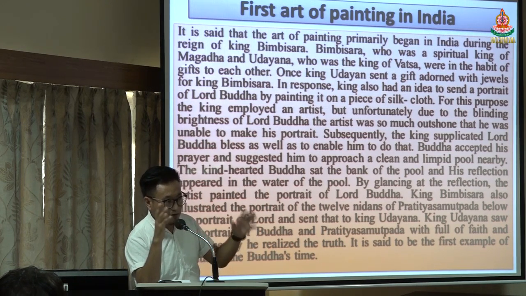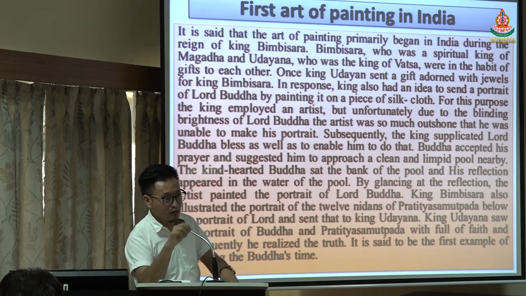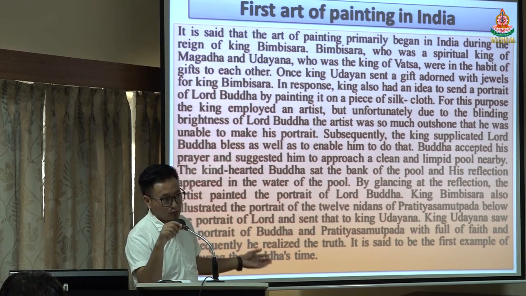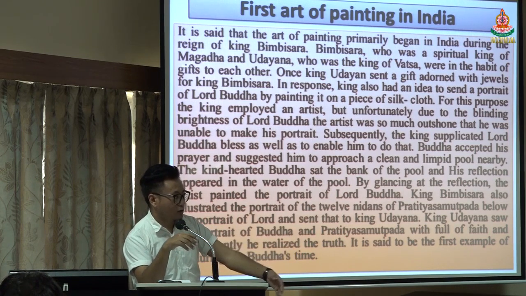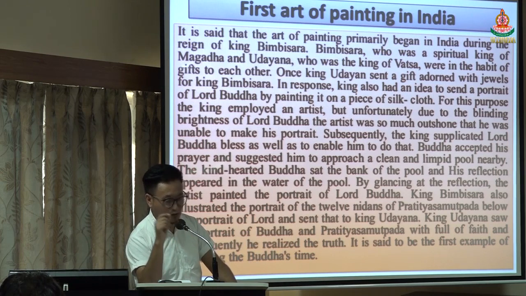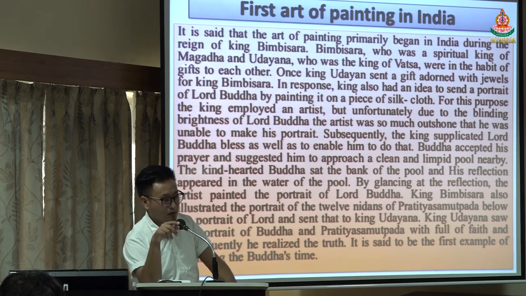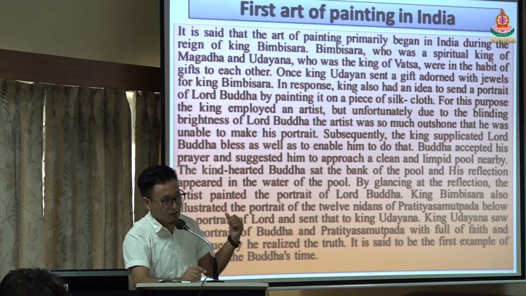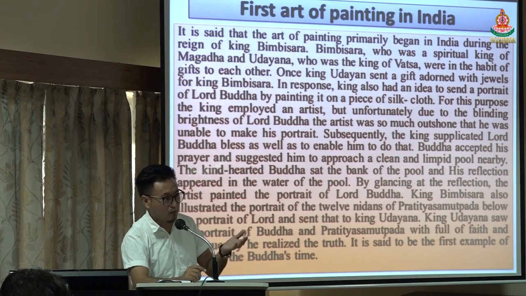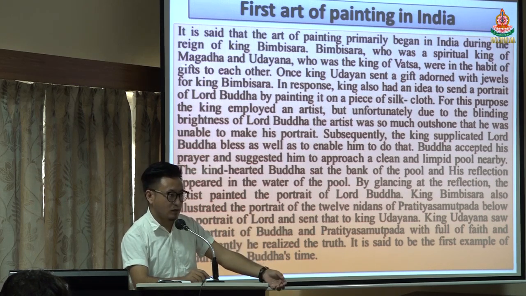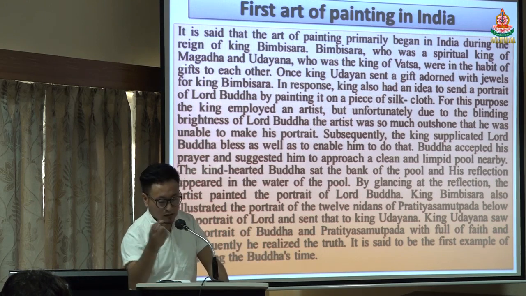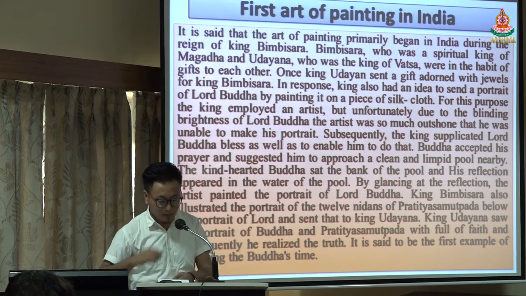But due to reflections, it is very difficult to make a portrait. So they requested Buddha to stay in front of pool water, and from the reflection in the water, the artists made a sketch of Buddha. They sent this to the king's friend. This kind of painting also became one of the paintings made during the lifetime of the Buddha. We also use this term, Tomba Chulemma, because Tomba means Buddha and Chulemma is taken from the reflection of water. This kind of story came from the time of Buddha.